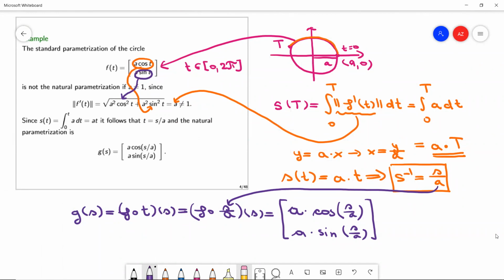So maybe here it would be more convenient to not plug in s over a because it's a little bit confusing now. Maybe it would be better to write this in this form, f of t of s. But we know that t of s is just s over a. And then we come here. So I will put this in the parentheses. So it's better to go in this direction. So this is the natural parameterization of our circle. The speed in every point is 1.